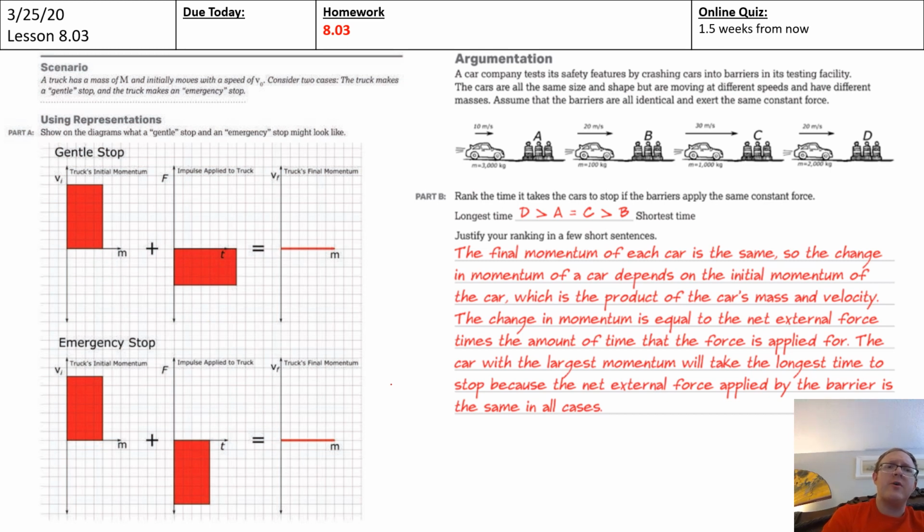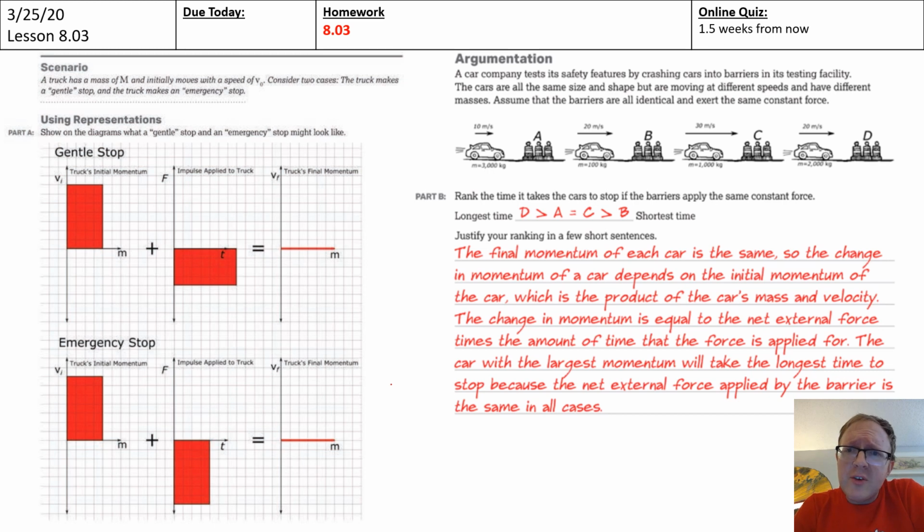All right, let's take a look at the other question, which is very closely related. So the basic idea is that these barriers all provide equal force. So whatever object has the most momentum is going to take the longest time to stop. Looks like there's A, B, C, and D.